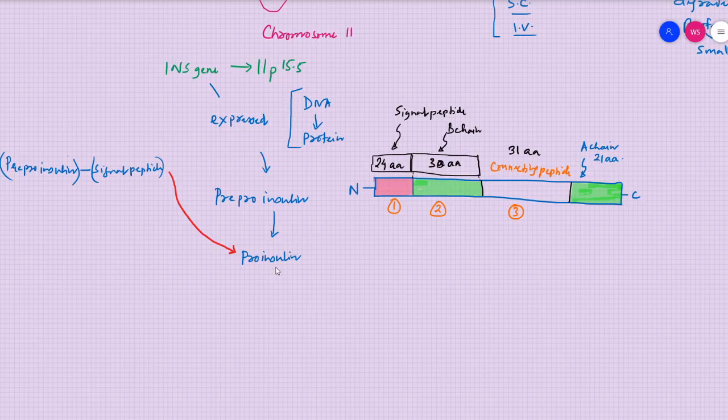So what is proinsulin then? Proinsulin would contain only these 3 parts. I think we can draw this again. We can copy this, or let's draw it fresh.